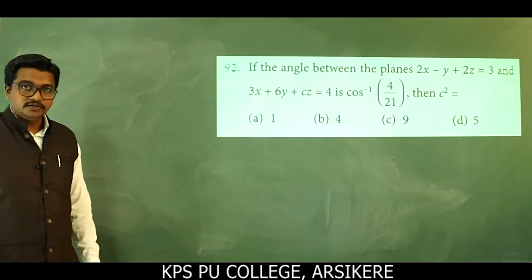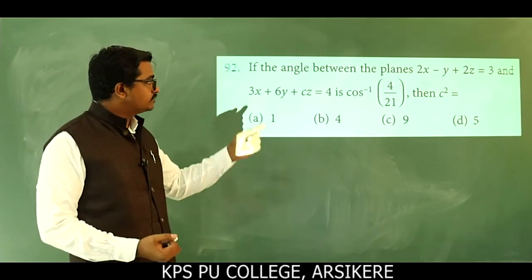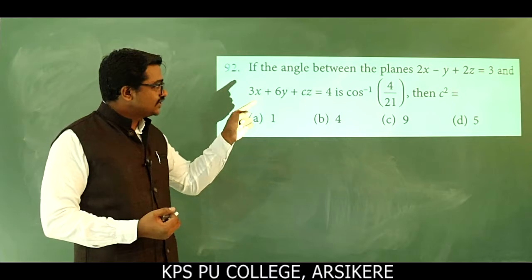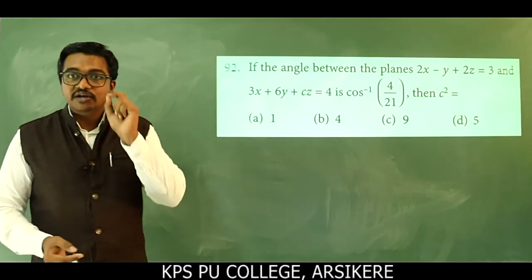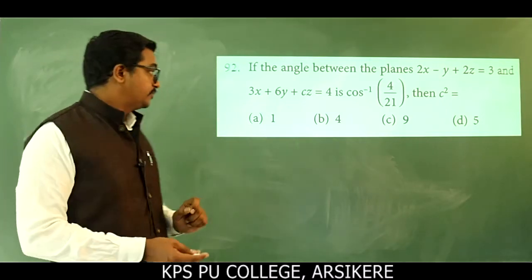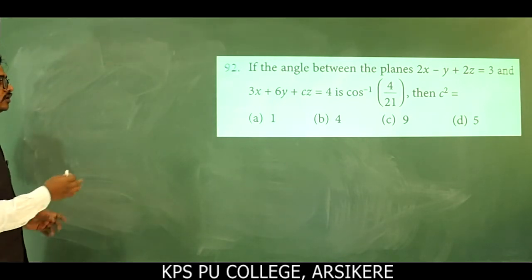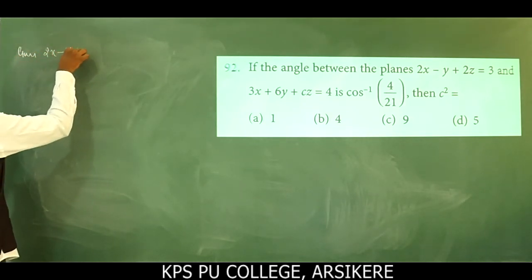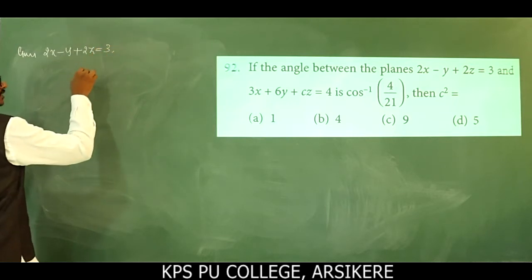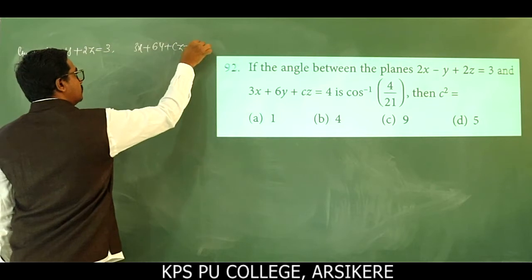The angle between the planes 2x - y + 2z = 3 and 3x + 6y + cz = 4 is cos inverse of 4 by 21. Then we need to find the value of c square. Just observe here. We can take the normal vectors directly from the given planes. The first plane is 2x - y + 2z = 3. The second plane is 3x + 6y + cz = 4.